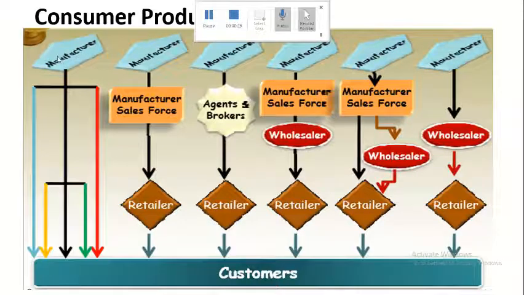Let's take a look at the first design, which is marketing directly to buyers. It can be used via the internet or mail order or various types of door-to-door selling. The other option is various combinations of sales forces and agents and brokers, and then the wholesaler to the customer.